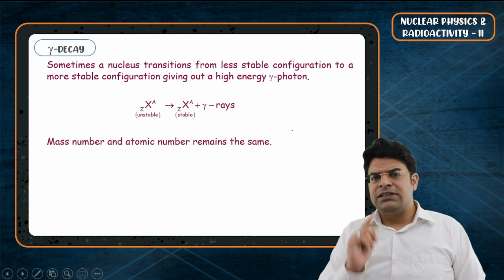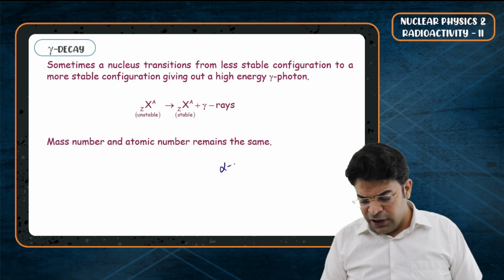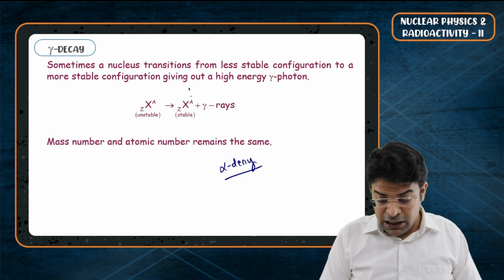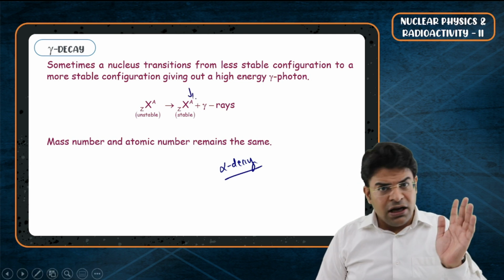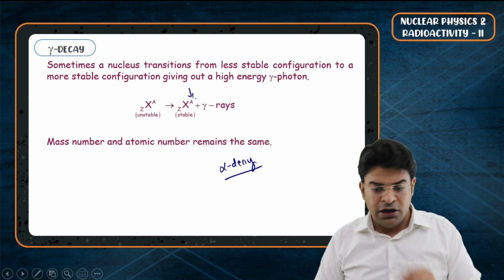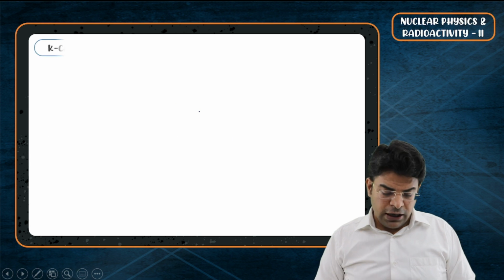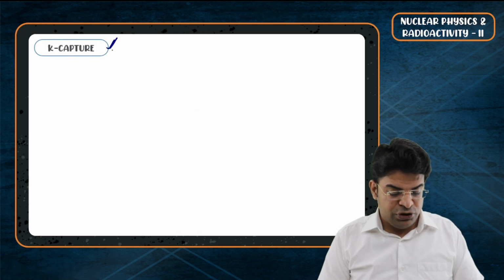So you need to understand one thing. In only alpha decay, of the cases we have learned till now, the mass number changes. In all the other three types of decays we have learned, the mass number remains the same. Now let's talk about something called K capture.